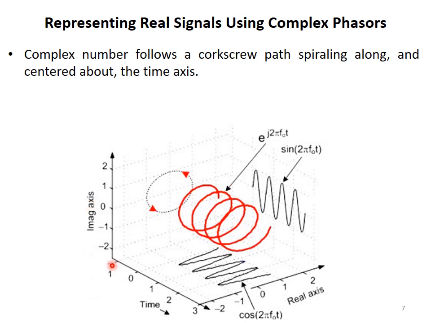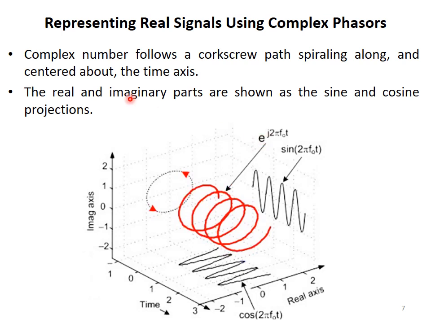It starts when time is 0, and it circulates or rotates at some specific frequency equal to f naught as the time increases, right? The real and imaginary parts are shown as a projection on the real axis and the imaginary axis. So if you only plot the imaginary part with respect to time, you will get a sine function, and if you plot the real part versus time, you will get a cosine function, right? And if you plot both combined signals versus time, you can see these spirals coming out of the screen when time increases.